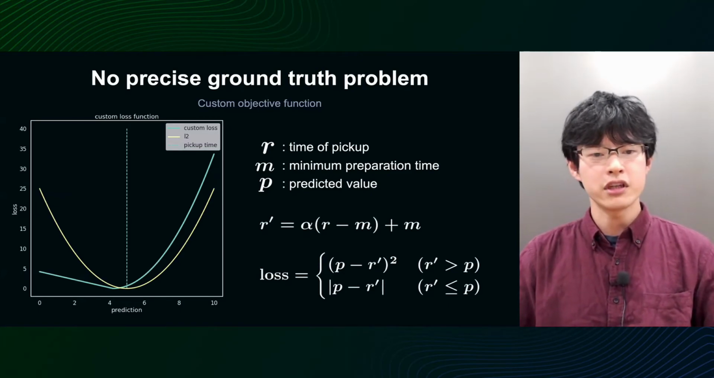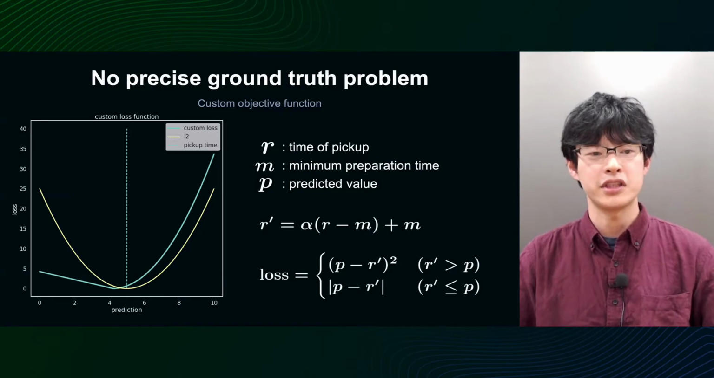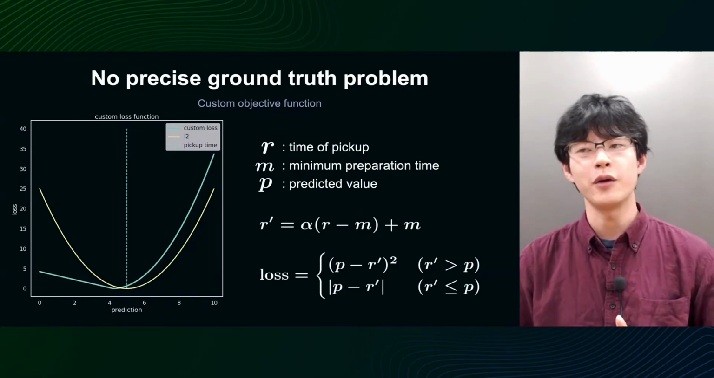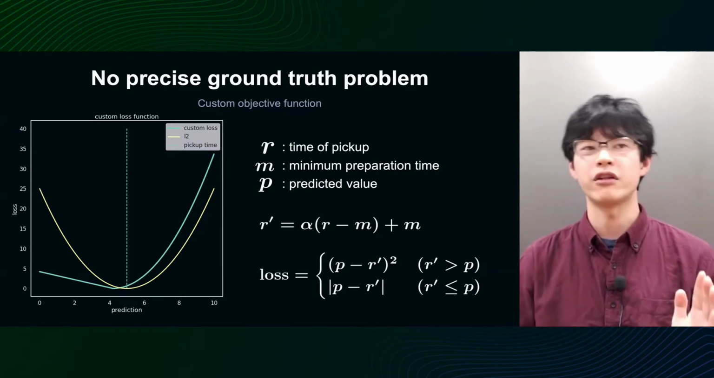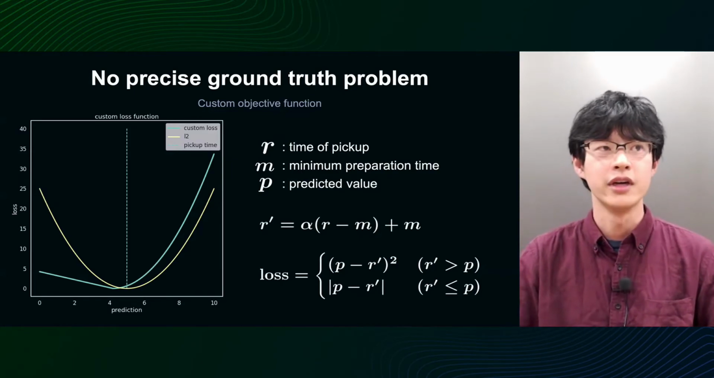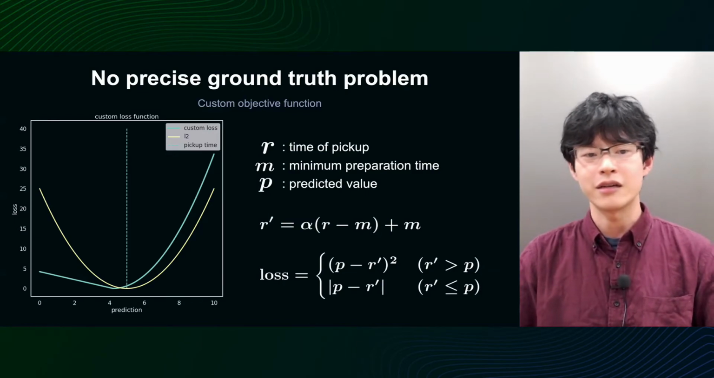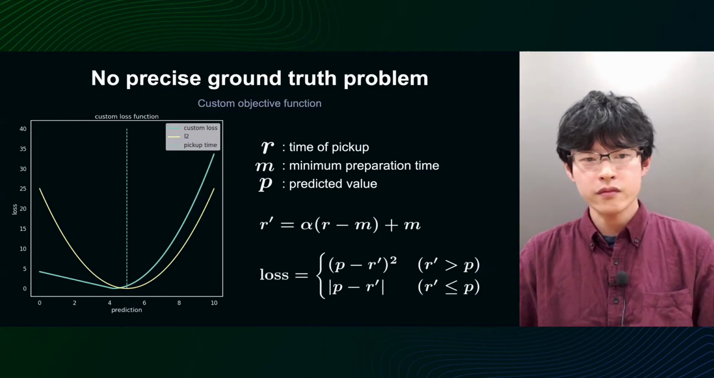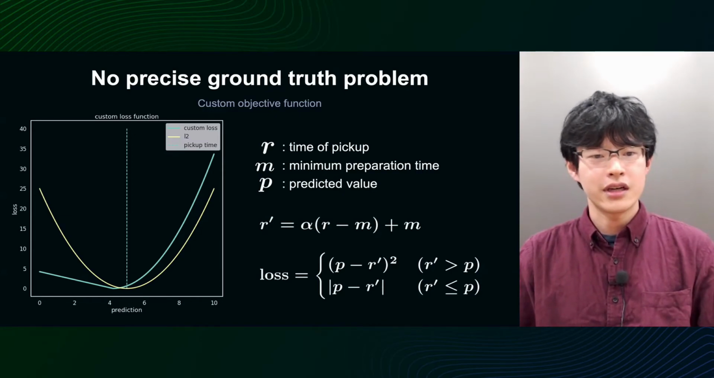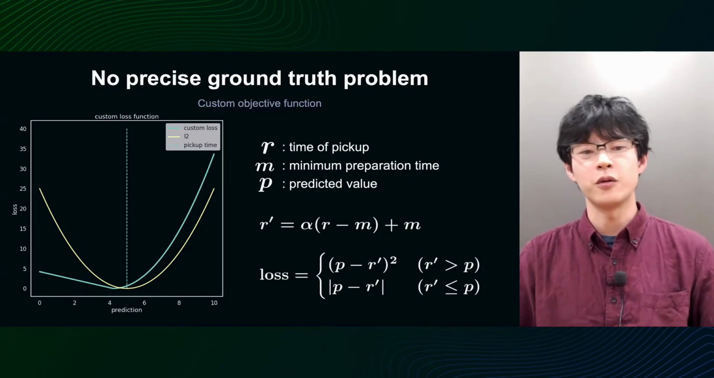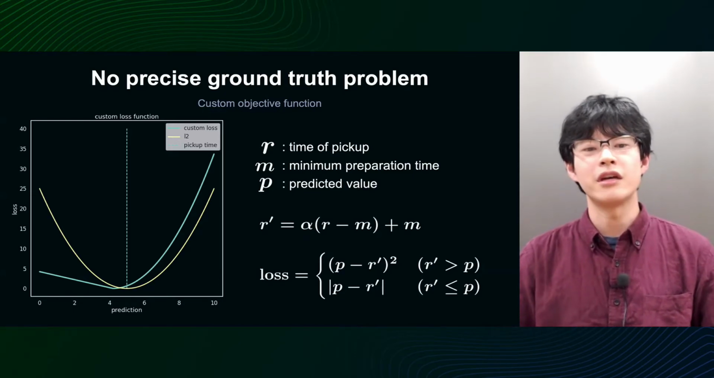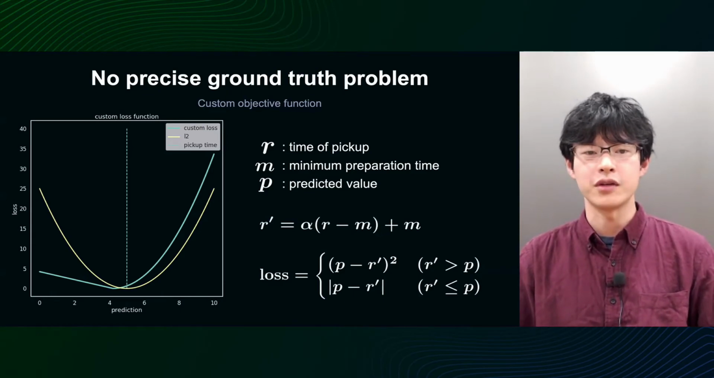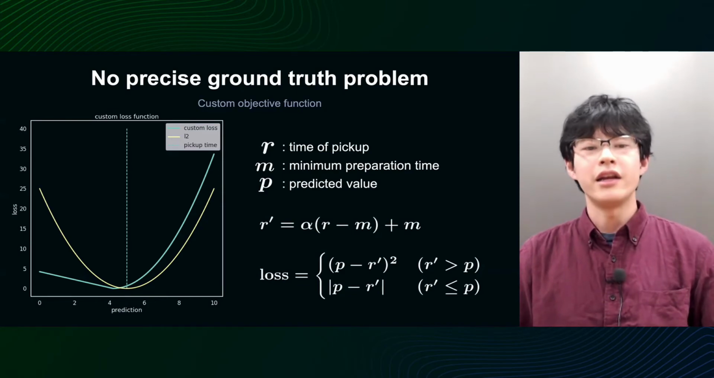If you look at the graph on the left, the horizontal axis is the predicted value, and the vertical axis is the penalty against the predicted value. Let's say that the time from when the user places an order to when the driver completes the pickup is 5 minutes. 5 minutes corresponds to this vertical dotted line. In machine learning, the prediction will be made at the point where the loss function, the penalty, is the smallest.